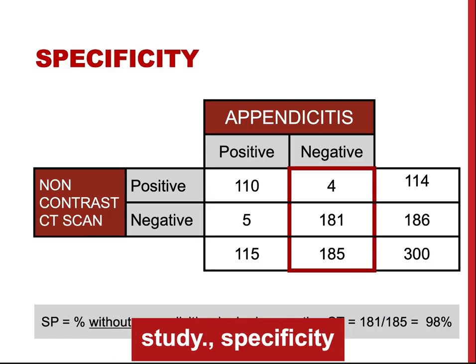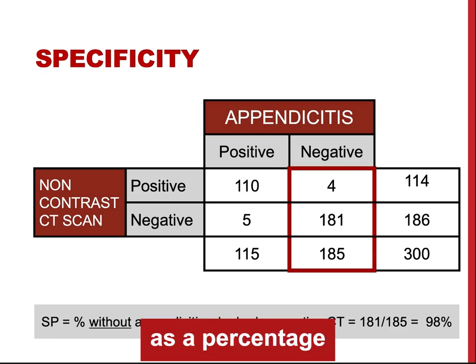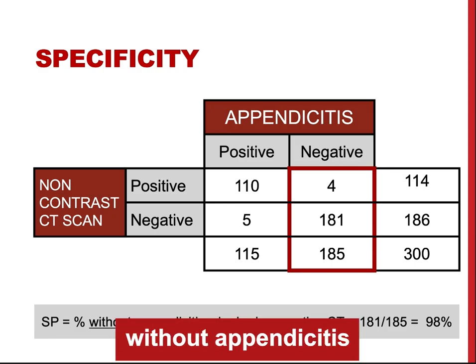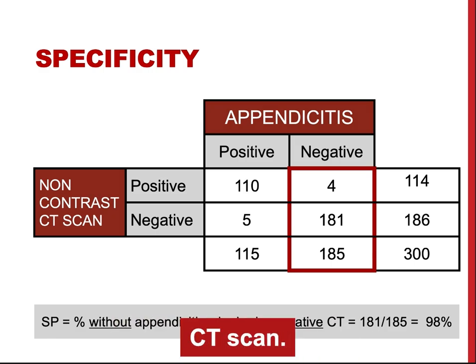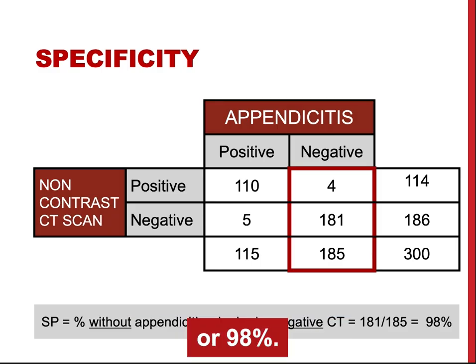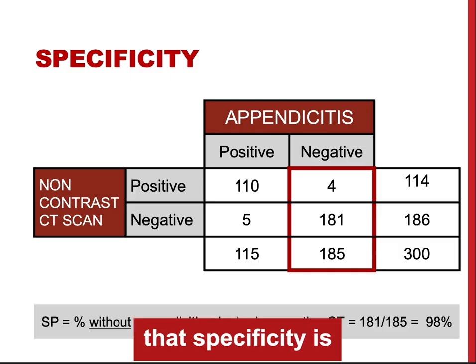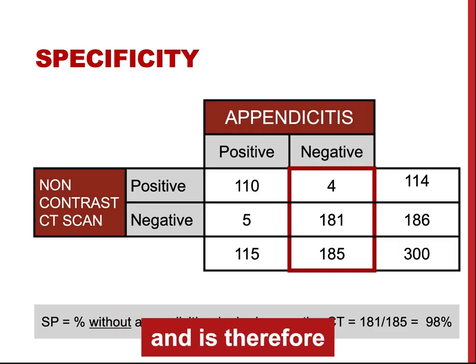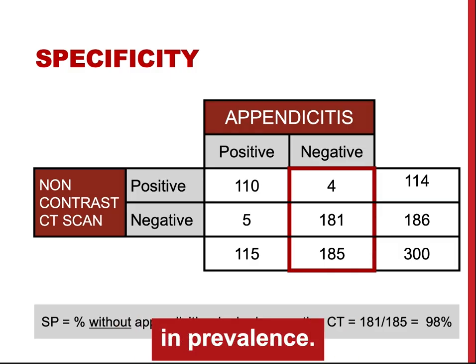In the appendicitis study, specificity is defined as the percentage of the patients without appendicitis that had a negative CT scan. In this study, it is 181 out of 185, or 98%. Again, note that specificity is calculated vertically and is therefore not affected by changes in prevalence.